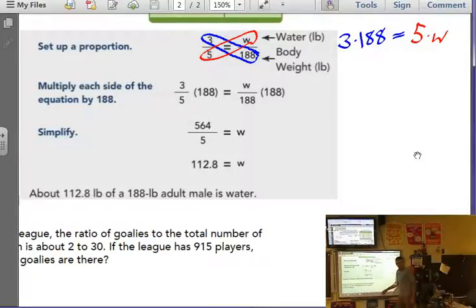I'm now going to change to a neutral color of green. So 3 times 188. Thank you. Didn't realize you guys were going to be quick. Equal to 5w. Now I need to solve for the w.